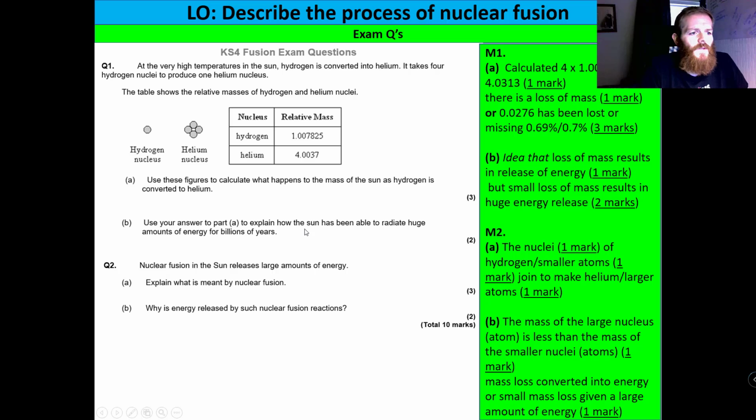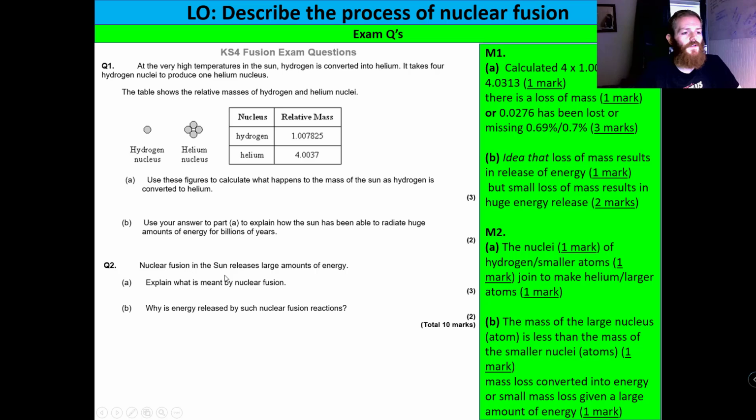Use your answer to part A to explain how the sun has been able to radiate huge amounts of energy for billions of years. You need to get the idea that the loss of mass results in the release of energy. We talked about that earlier on when we were talking about what fusion is. But a small loss of mass results in a huge energy release. So you can say that it's been losing mass in these fusion reactions, and that mass has been converted into energy. Now it only takes a tiny bit of mass to create a ridiculous amount of energy. And obviously this isn't just happening one at a time. All these fusion reactions are happening at the same time in the sun, so it's producing just an enormous amount of energy.